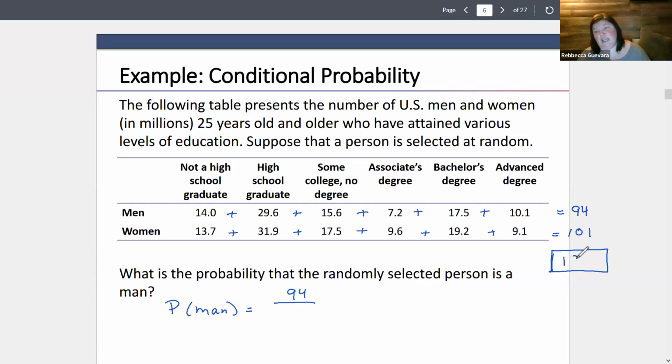So what I find out is I have 195 US adults 25 or older. So that is my total population. So that was my population size.